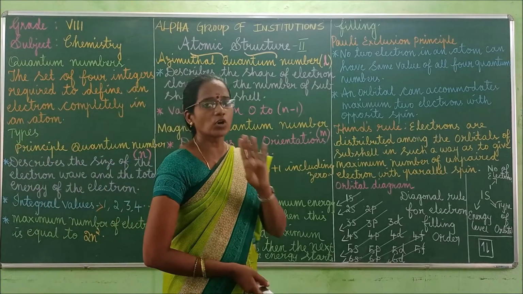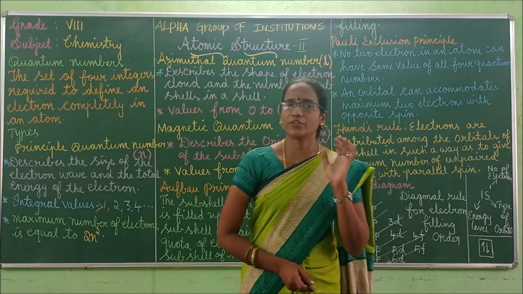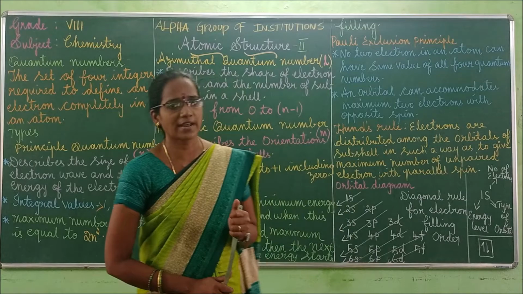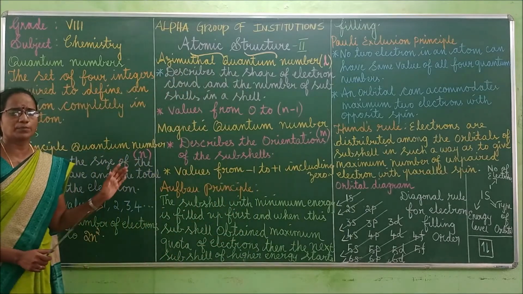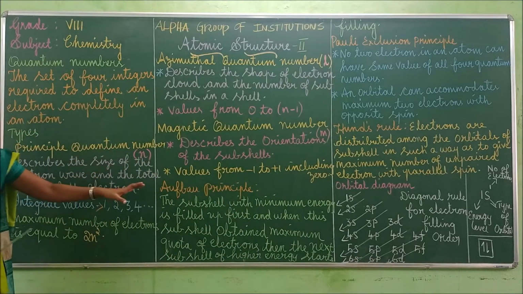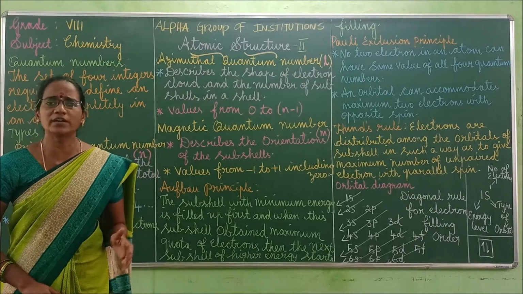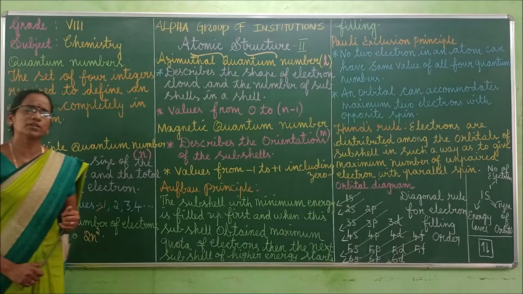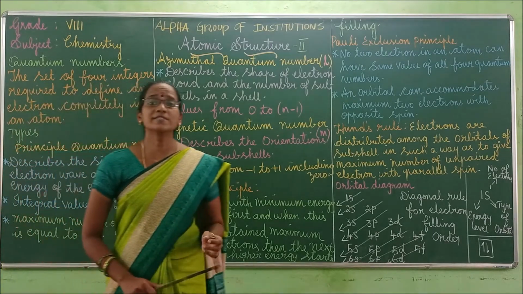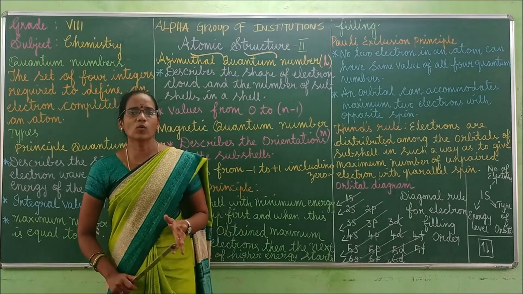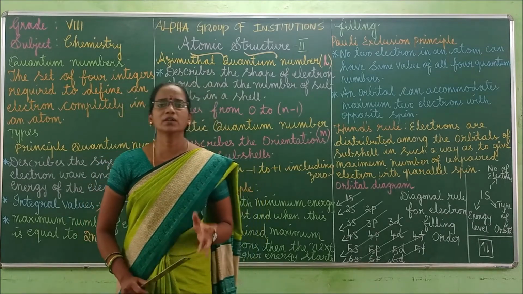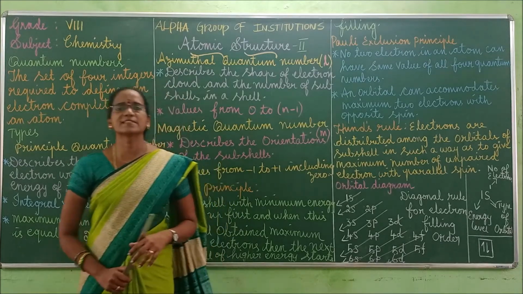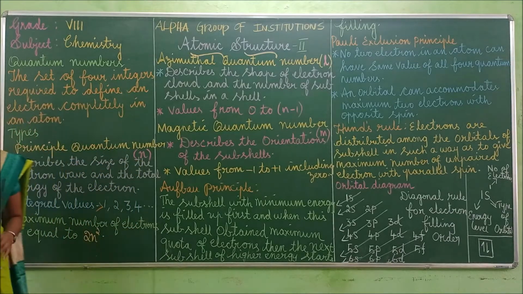There are four types of quantum numbers. The first three only are given in your book, but when you come to higher classes, you will learn about the fourth quantum number. So what are the three quantum numbers? First one is the principal quantum number. Second one is the azimuthal quantum number. Third one is the magnetic quantum number. Now we will discuss these three types of quantum numbers.